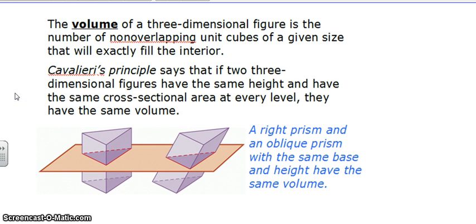Cavalieri's principle says that if two 3D figures have the same height and they have the same cross-sectional areas at every level, so this triangle is the same area as this triangle, and so on all the way up these two prisms, then you have prisms with the same volume.